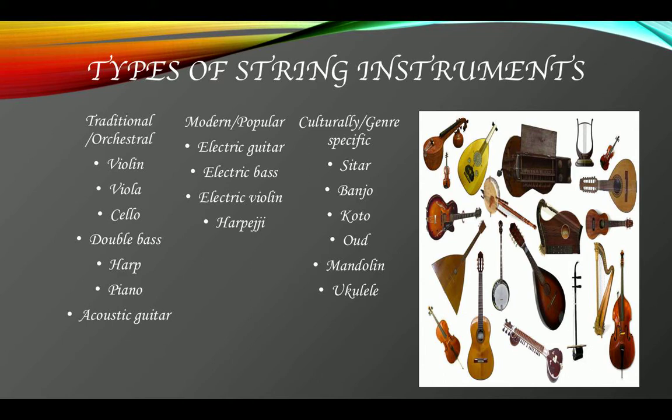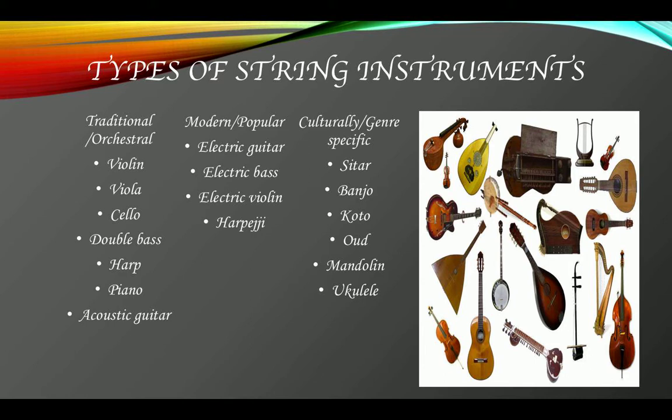So now we've got modern and popular instruments. I didn't want to put piano again. Obviously, piano could go in this middle category, but the popular or more modern instruments that you will hear would be the electric guitar, the electric bass, the electric violin, and the harpeggi. The harpeggi is actually a relatively new instrument created by this company, and I'll play you guys some of it. It's actually really cool. I'm going to let you see it probably after this slide, because I didn't make this video that long.